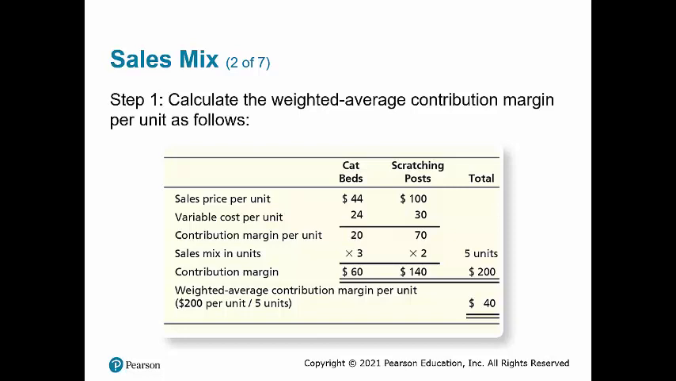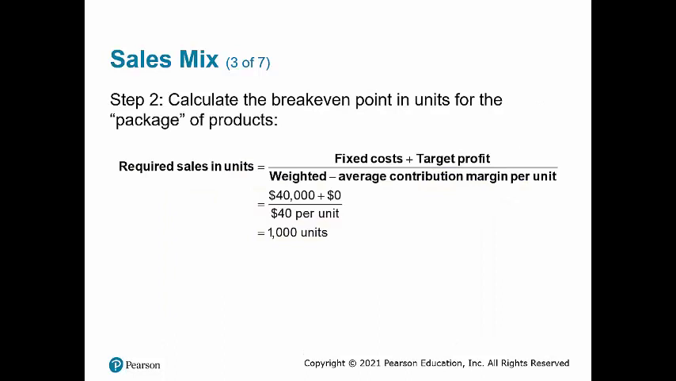We add those two amounts together to get a total of $200, divide it by the total number of units, which is 5, and we get the weighted average contribution margin per unit of $40. Now we can calculate the break-even point in units for the package of products. We take the total fixed cost of $40,000. There is 0 target profit at break-even, and we divide that by the weighted average contribution margin per unit of $40. When we do that, we get the break-even point of 1,000 units.